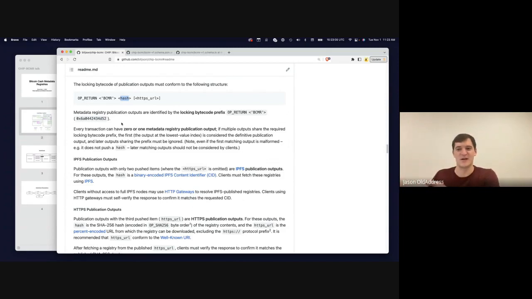But there are some cases where HTTPS is important, and in those cases, in the OP return, you have the hash of the document itself. When you download it from whatever location, it should match that hash. With IPFS, you're actually looking it up by that hash, so we don't need another URL. But what differentiates the HTTPS publication output is it has one more pushed element, and that's the URL. Right. Gotcha.